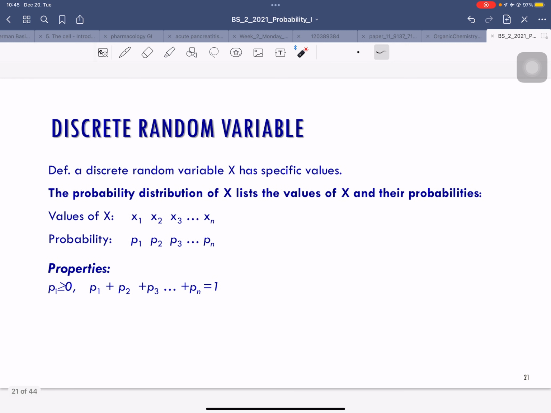For example, we can have x with a specific value. The probability distribution of x lists the values of x and their probabilities. For example, the values of x can be x1, x2, x3, and so on, and the probabilities p1, p2, p3 and so on. Like rolling a die, 1 to 6, for all of them we have a probability of 1 over 6 for each. Then the sum of these probabilities will be 1: 1 over 6 plus 1 over 6 plus 1 over 6 plus 1 over 6 plus 1 over 6 plus 1 over 6 equals 1.